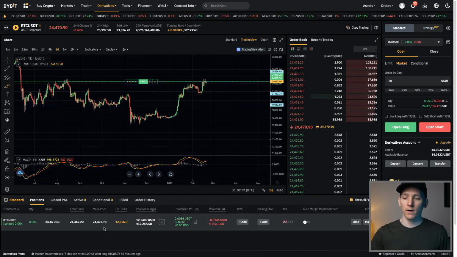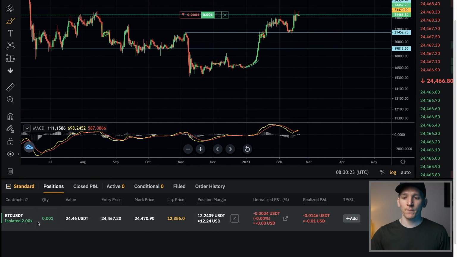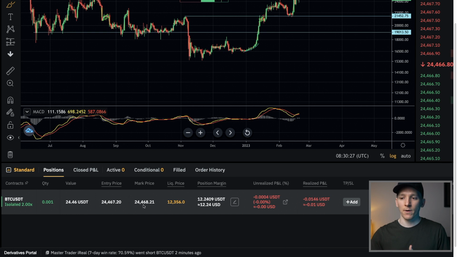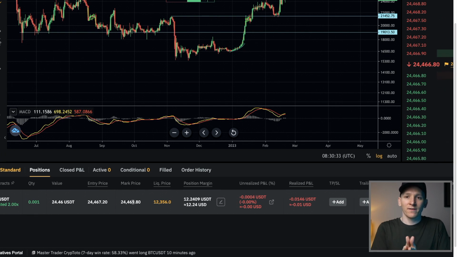Once you have a position open, you can also add a trailing stop loss to the order. So I've just opened a market order right here just to show you. We have a position, an open position, and as you can see all the details right here, and we have the entry price and the mark price. What's the difference? The entry price is your entry price that you traded at. The mark price, this is the actual price of the crypto derivatives contracts, and this is a blended price of all the top crypto exchanges.